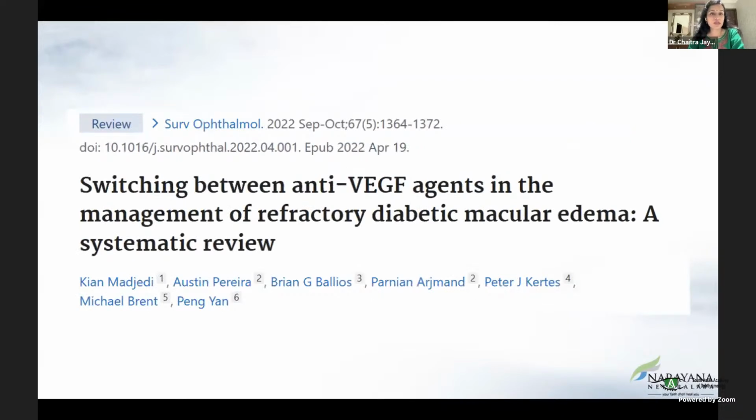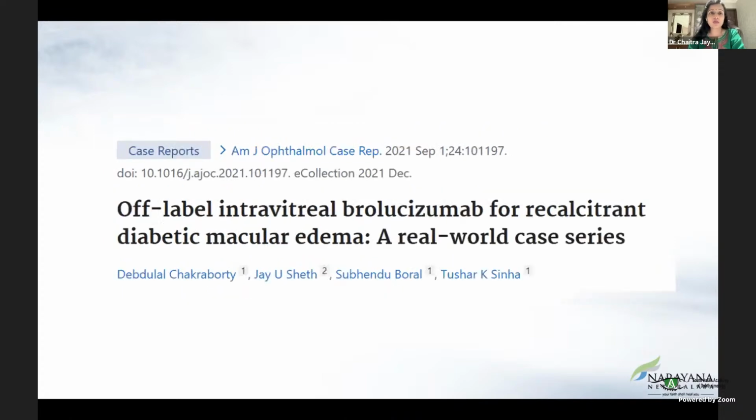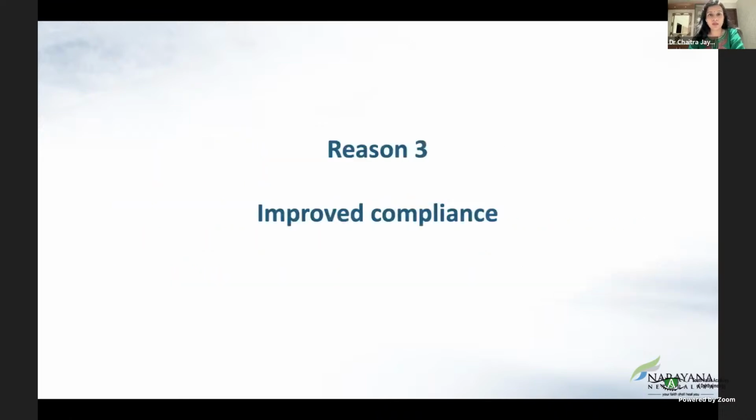So there are studies that have shown switching between anti-VEGF agents in management of refractory diabetic edema. A systematic review shows that an early switch is definitely beneficial. This is also another paper that was published in 2017, but I saw a lot of very important points which show that switching sooner definitely gives more benefit to our patients. This was by Dr. Devdulal, who just spoke on off-label intravitreal brolucizumab for recalcitrant DME. He also showed a series of cases where in the real world they were able to switch and show good response.